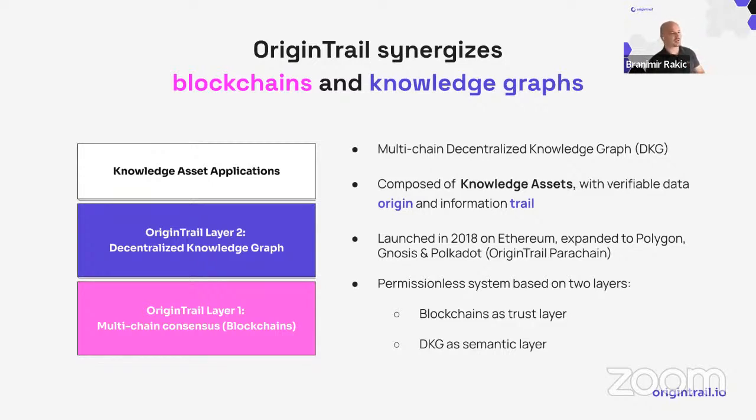It was launched in 2018 as the first decentralized version of OriginTrail on Ethereum, and expanded to Polygon, Gnosis, and Polkadot last year. And like I said, it's a completely permissionless system where blockchains are used as a trust layer, and the decentralized knowledge graph, or DKG, is really this semantic knowledge layer. So what are these knowledge assets? You can understand knowledge assets through the several value propositions that they bring.